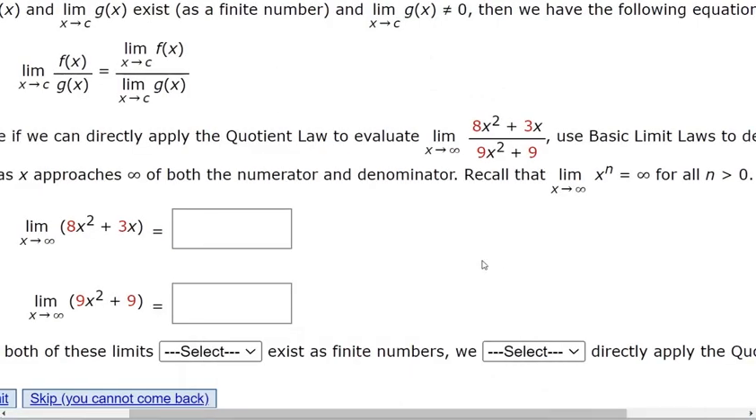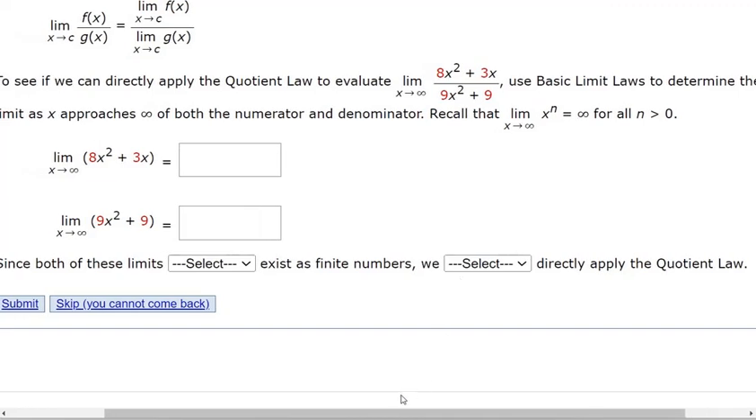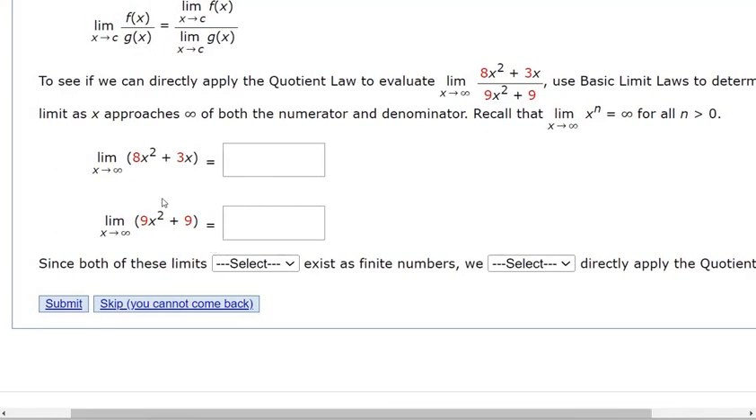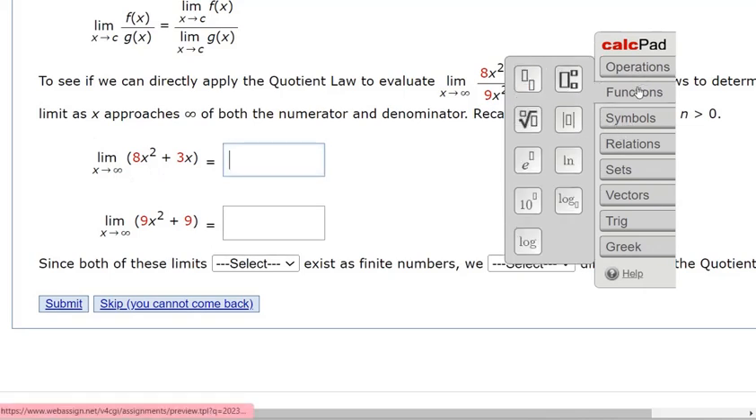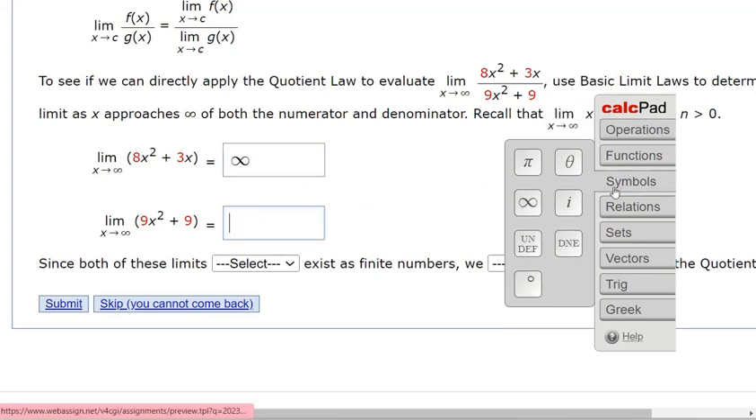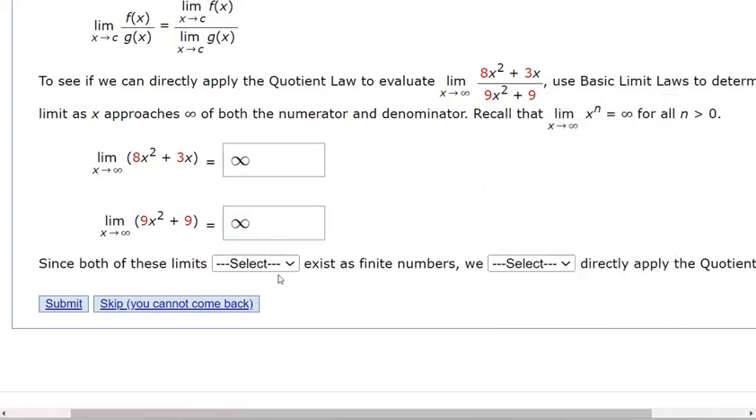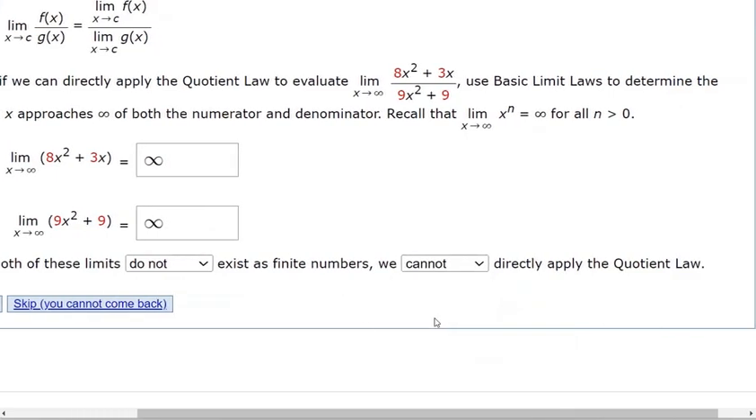Okay, let's see what they're asking us to do here. Well, this limit right here, as x approaches infinity, that's just what I said at the beginning, that this is infinity, so we can't evaluate this limit right now. Since both limits do not exist as finite numbers, we cannot directly apply the quotient law.